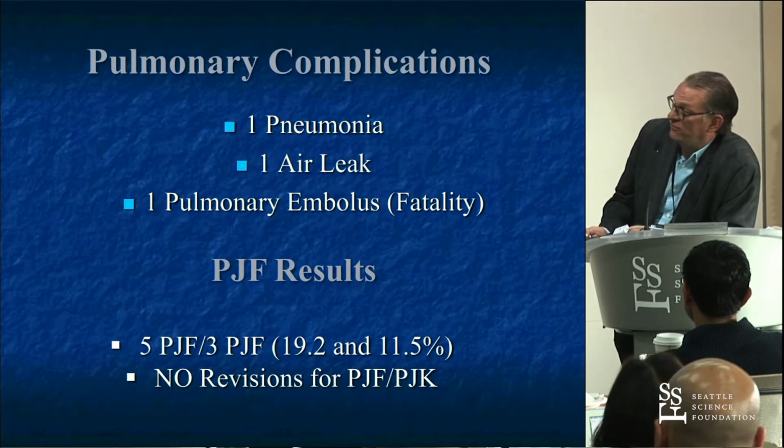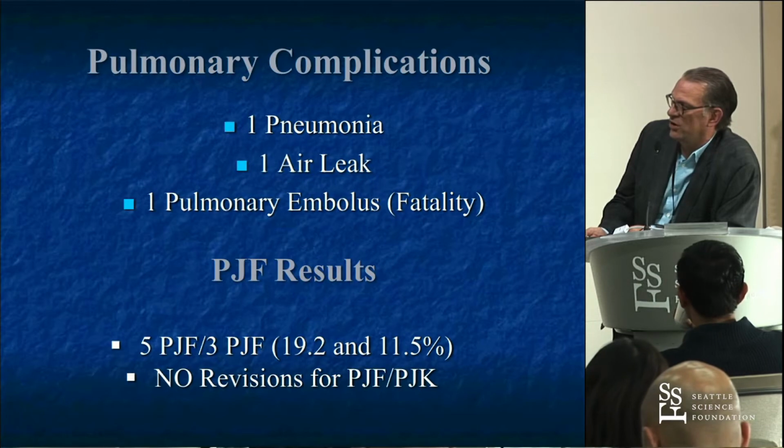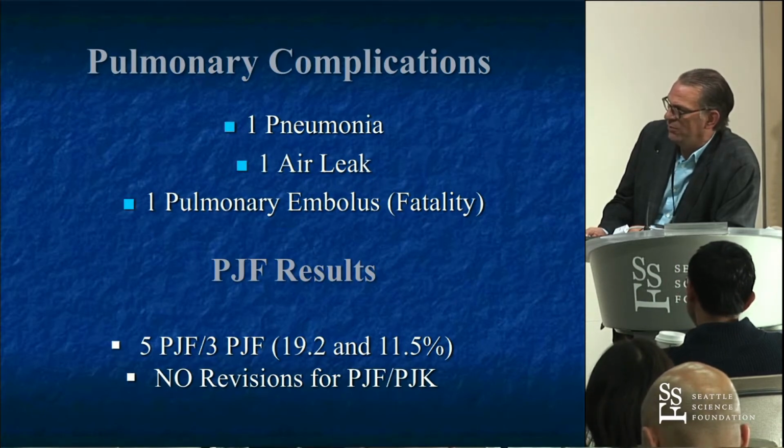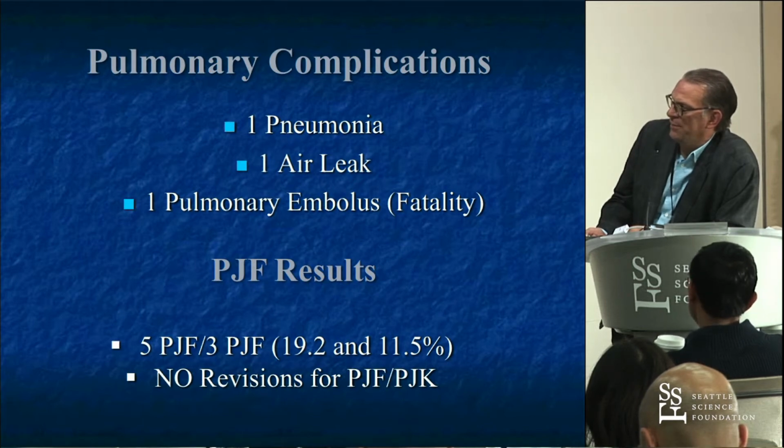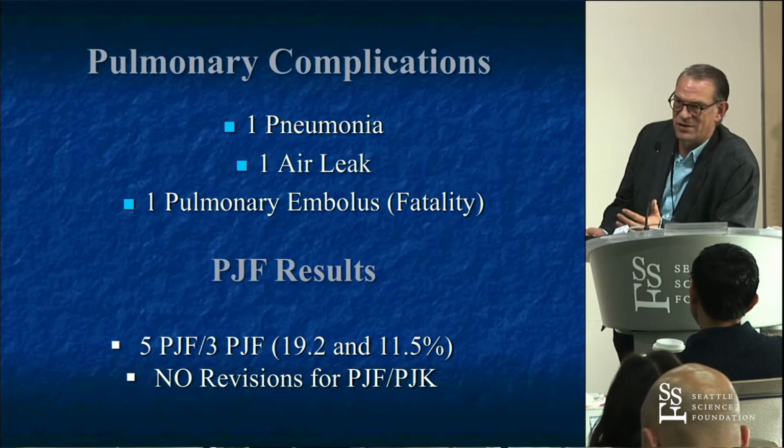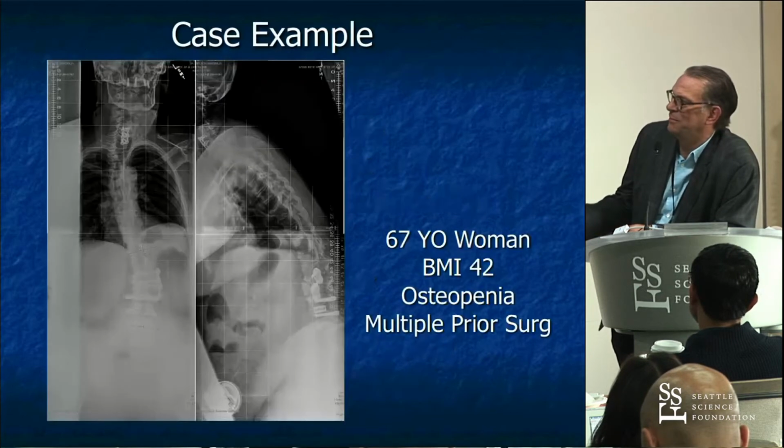As for the proximal junctional failure results, we did still experience the phenomenon of proximal junctional failure. That should be 5 with proximal junctional kyphosis and 3 with proximal junctional failure, but nobody underwent a revision. So several compression fractures, none of which resulted in a need for further surgery. None of them really progressed severely.